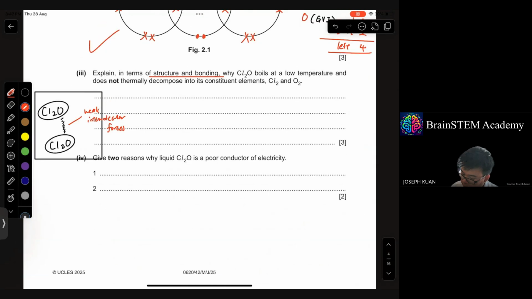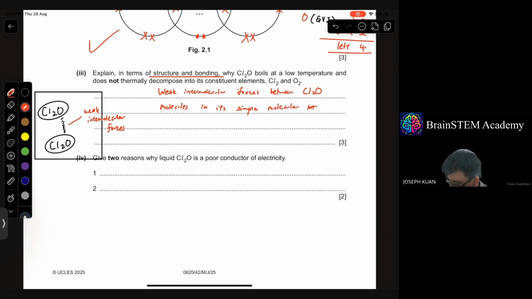So the reason why it boils at a low temperature is because of the weak intermolecular forces between the Cl2O molecules in its simple molecular lattice. Okay, that's why it boils at a low temperature. We do not break the covalent bonds, by the way. We only break this for boiling.